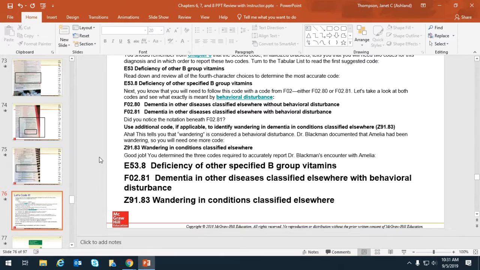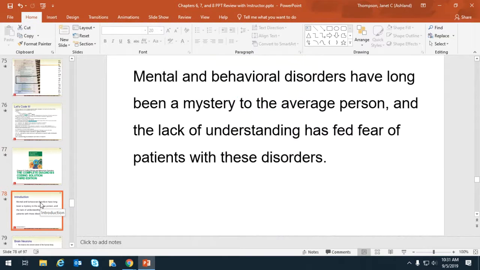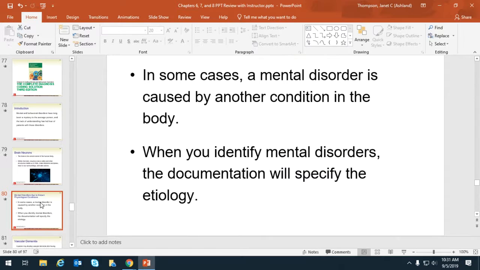All right, our last chapter is coding mental and behavioral disorders. This is the F category. So pretty straightforward coding. We're going to be looking at things like depression, anxiety, post-traumatic stress disorder, also drug use and alcohol abuse, and cigarette smoking comes from this category.